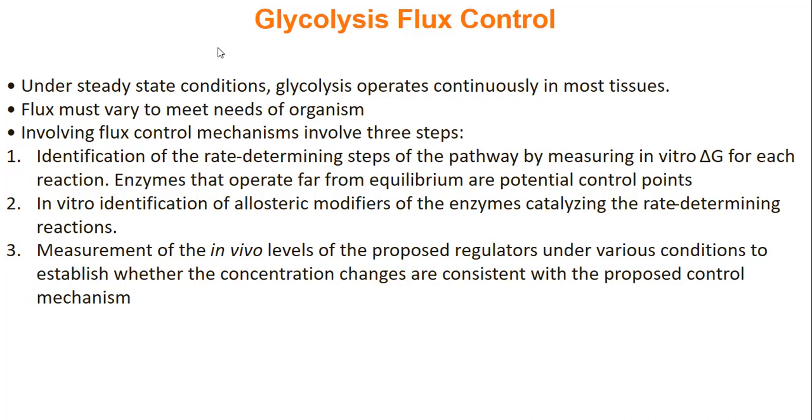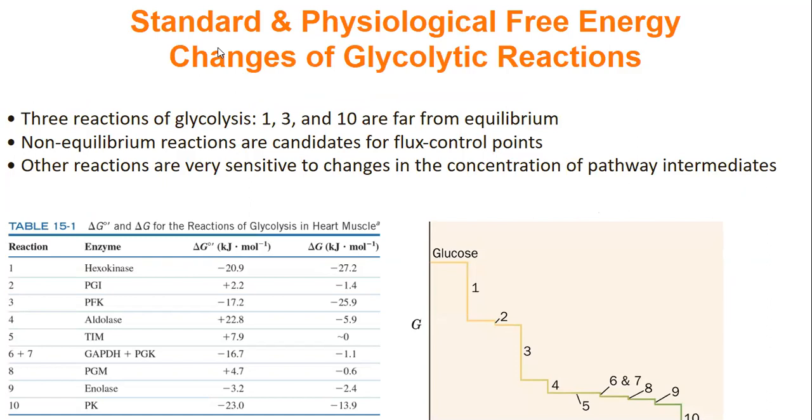So here I have all of the steps in glycolysis. On the bottom left is our table with the reaction numbers, the enzyme names, delta G not prime, and delta G. Remember, delta G not prime is standard conditions, and delta G is non-standard, or real conditions. By conditions, I mean concentrations of products and reactants. At standard, we set everything to one molar. For the real conditions, we are trying to simulate, here inside the heart muscle, what concentrations of reactants and products we have, and what the delta G is for that.